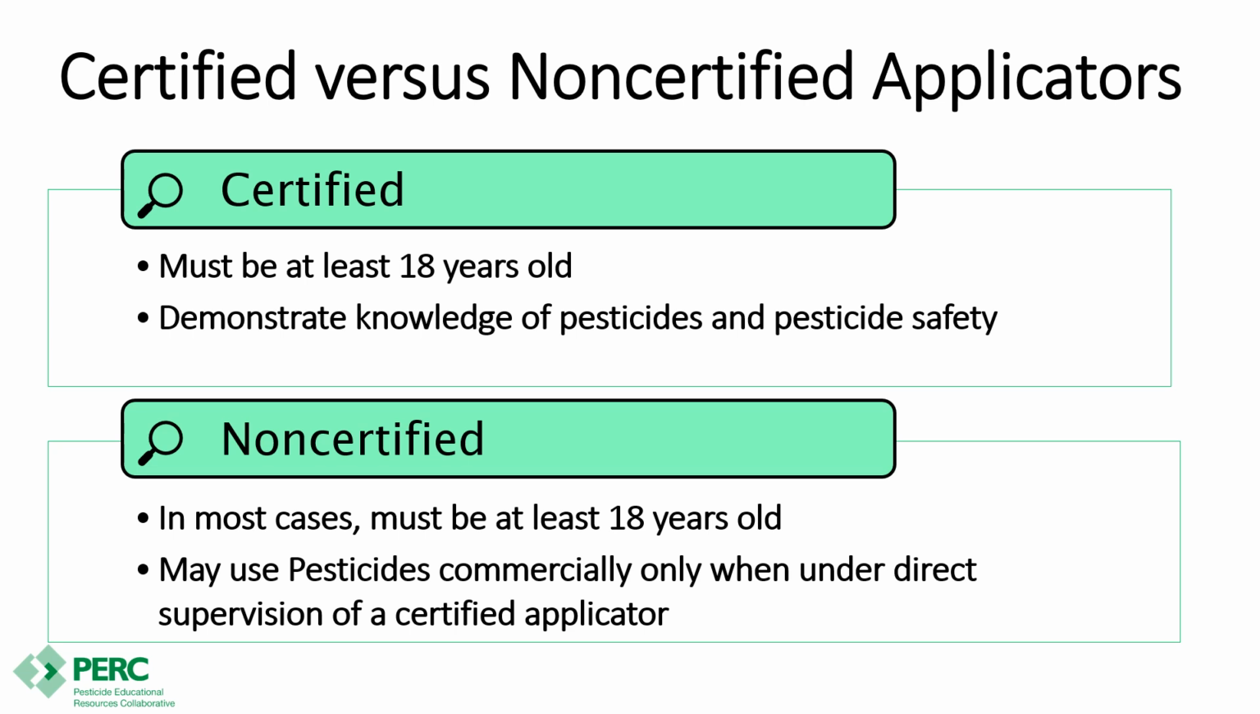What is the difference between a certified and non-certified applicator? A certified applicator must be at least 18 years old. Commercial applicators and private applicators qualify as certified applicators after demonstrating their knowledge of pesticides and pesticide safety. This is done by passing a written exam. A non-certified applicator is a person who may use pesticides only when under the direct supervision of a certified applicator. In most cases, non-certified applicators for non-agricultural pesticide applications must also be at least 18 years old.